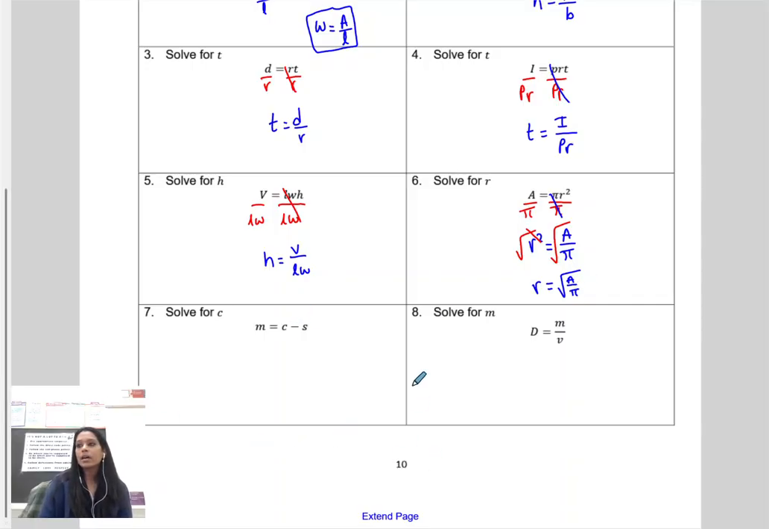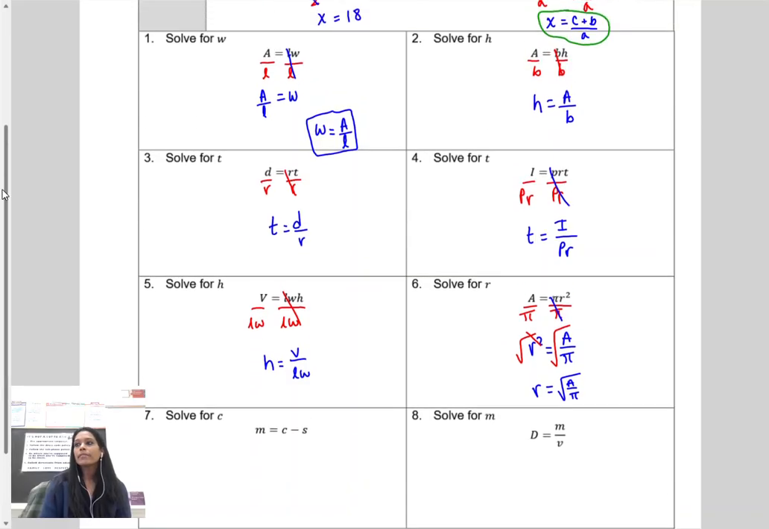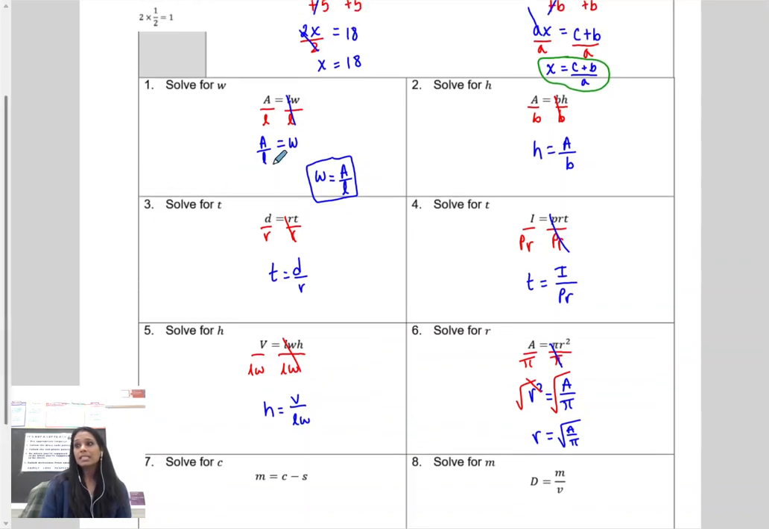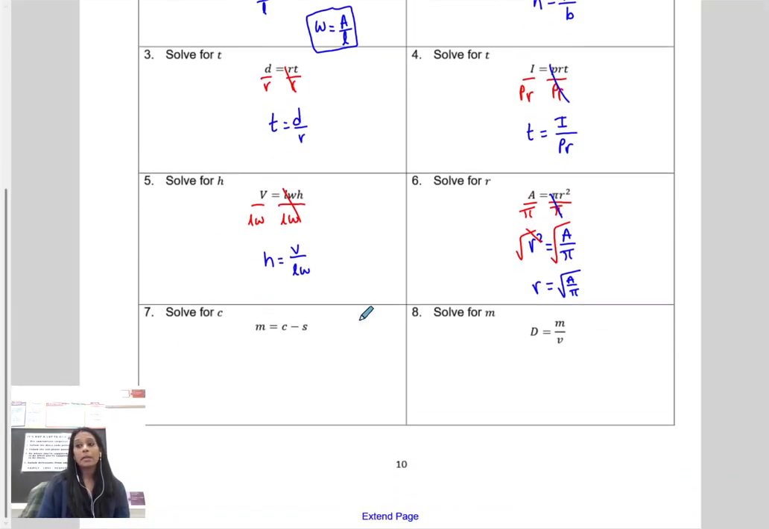All right, now so far, if you notice, we've just been dividing things out. Divide, divide, divide, divide, right? That's because all of the first 6 problems didn't have an addition sign or a subtraction sign. So now we have some addition signs and subtraction signs here. So let's be careful here.